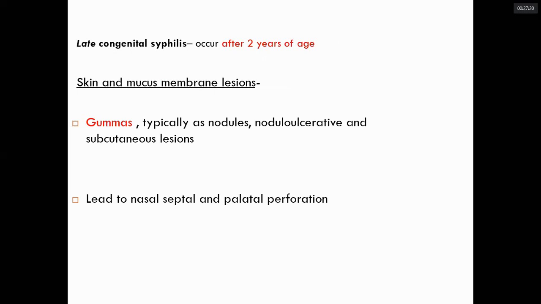Now, late congenital syphilis occurs after 2 years of age. Gummas are seen in late congenital syphilis, typically as nodules, nodulo-ulcerative or subcutaneous lesions, as we have already discussed in secondary syphilis. And these gummas may lead to nasal septal and palatal perforation.